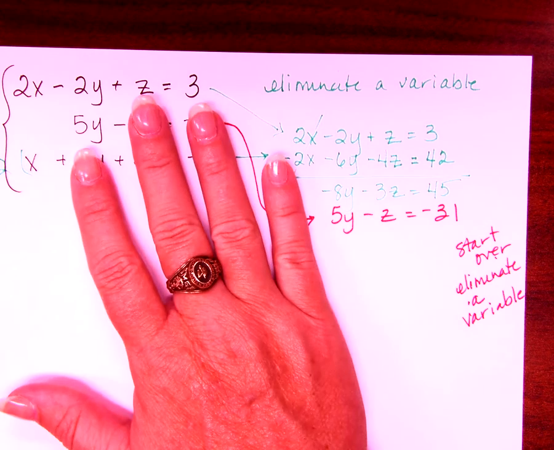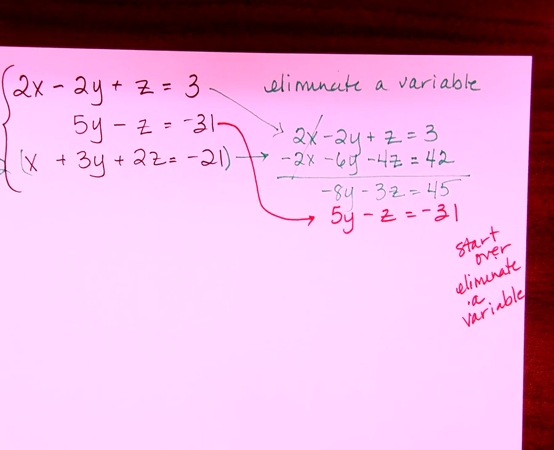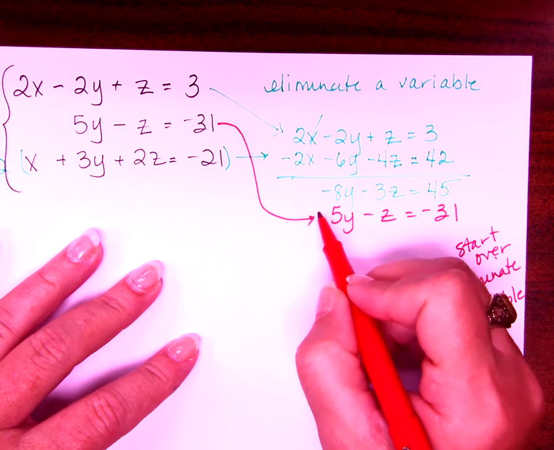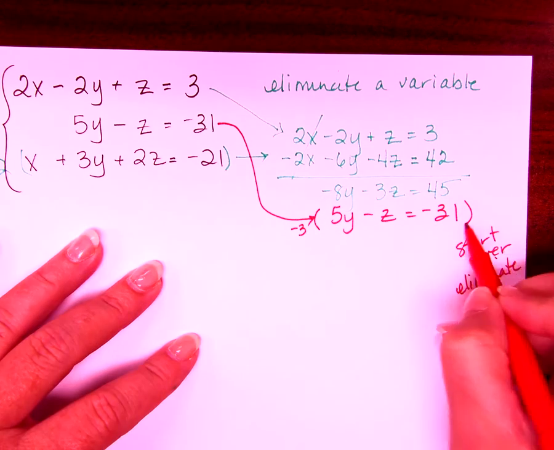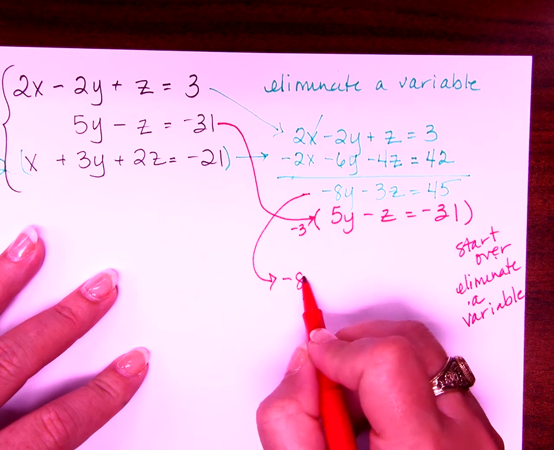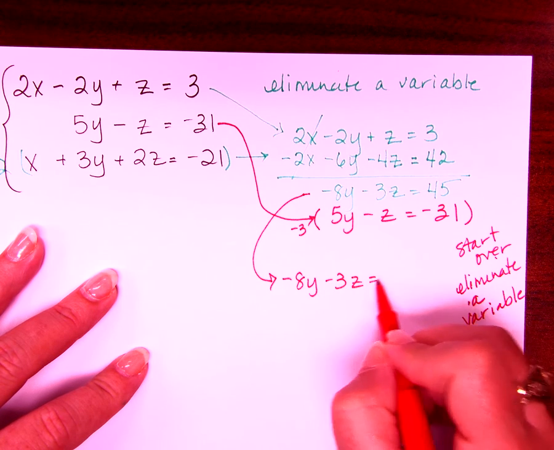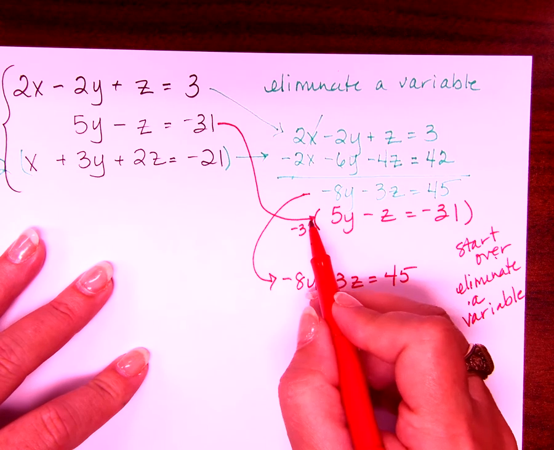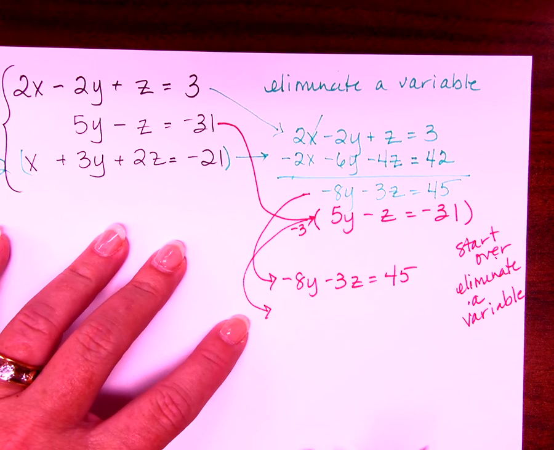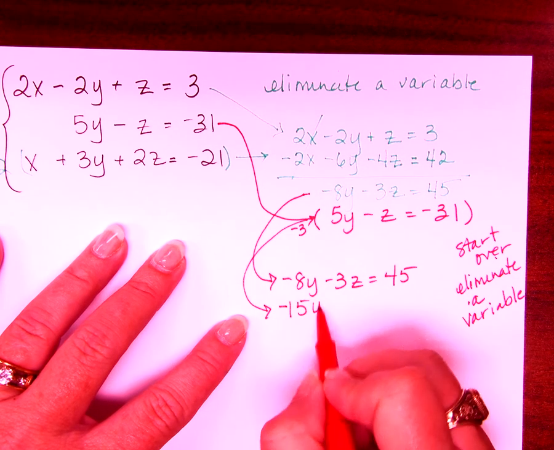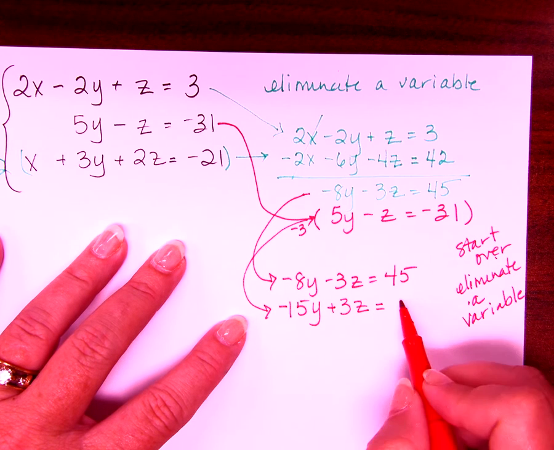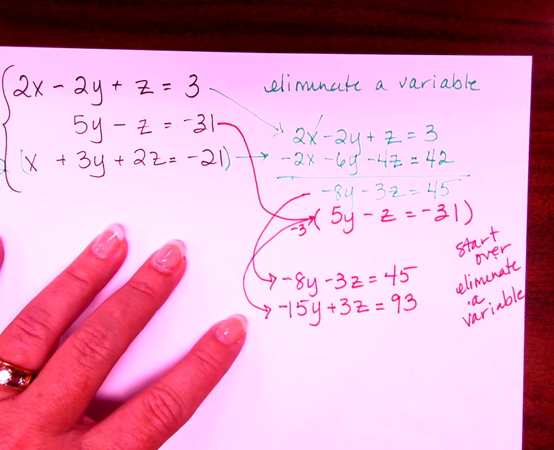Why is it pink again? That's super weird. Okay, whatever. So what did you say to multiply the bottom one by? Negative 3. Is it okay if I write these down here? I'm going to pull this one down here. Negative 8y minus 3z. I didn't do anything to it, so I'm just rewriting it. But now I'm going to pull this one down here, multiplied by negative 3 already. So negative 15y plus 3z equals 93, right?